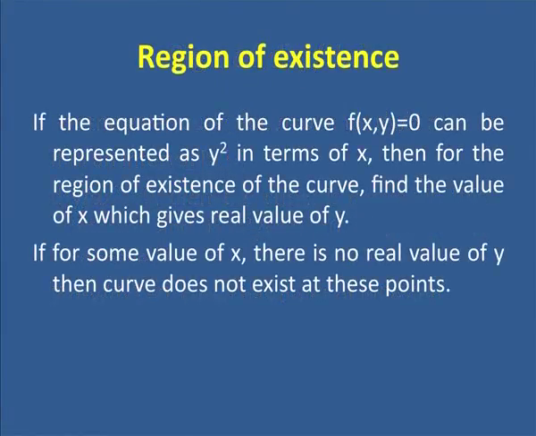Now, I will explain to you the reason of existence of the curve. If the equation of the curve f x y is equal to 0 can be represented as y square in terms of x, then for the reason of existence of the curve, find the value of x which gives real value of y. If for some value of x there is no real value of y, then the curve does not exist at this point. This is a very important point of curve tracing, which gives the clue about the existence of the curve.